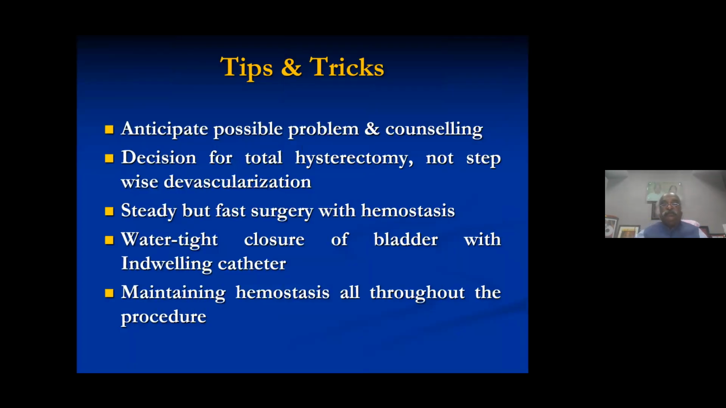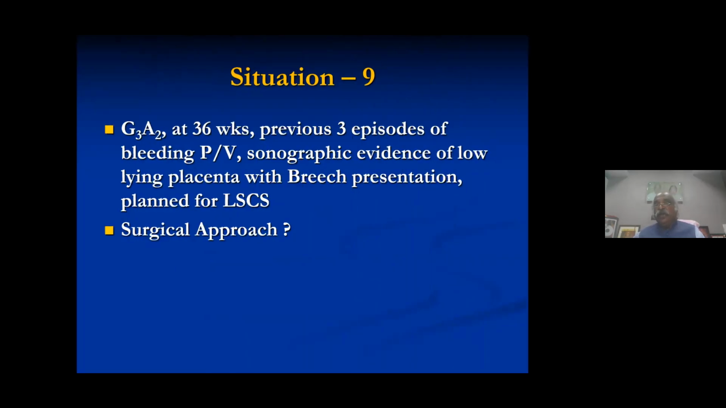So anticipate possible problems and counsel. Decision for total hysterectomy, not stepwise devascularization. Steady but fast surgery with hemostasis. Watertight closure of the bladder with indwelling catheter if the bladder is involved. Maintaining hemostasis all throughout the procedure. I think these are the tips and tricks in the surgical procedure. A preventive surgery can save a life.